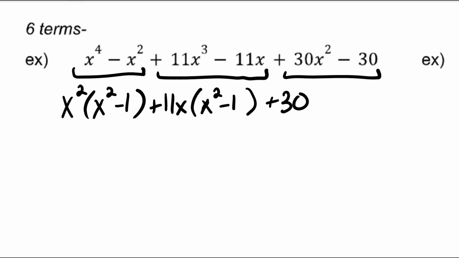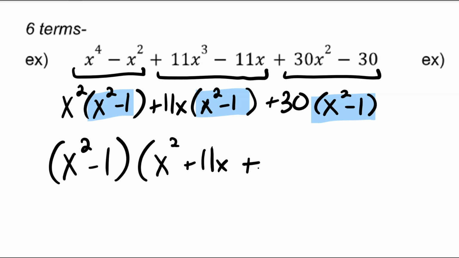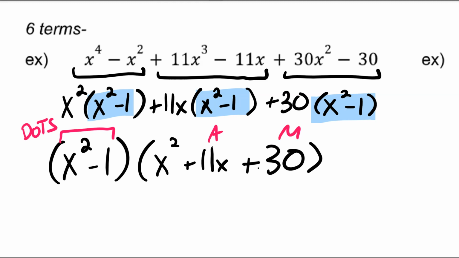I could pull out a 30, and again be left with x squared minus 1. So there's still a GCF of x squared minus 1 between all my terms here. So I can factor that out, and I'd be left with an x squared plus 11x plus 30. But wait one minute, there's a little bit more factoring that we could do. This to me looks like a difference of two squares, and that trinomial has a leading coefficient of 1, so I could factor that like normal.